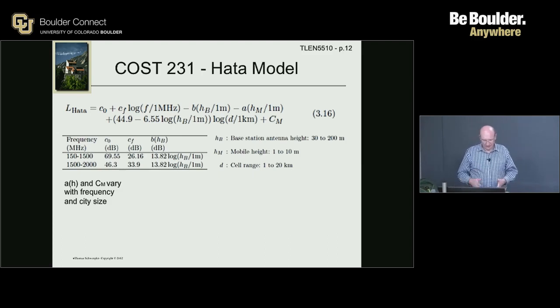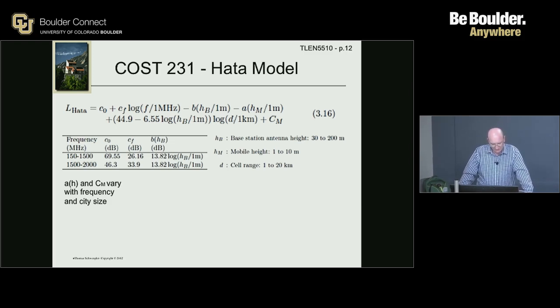You've noticed that I kept my sort of promise of putting the units in. It's easier for me to write things like that, but sometimes you'll just see F sub megahertz. You just know you have to plug in F in megahertz. The heights of the base and mobile are in meters. And the other constants, C0, CF, A, B, and C sub M, depend on a number of things.